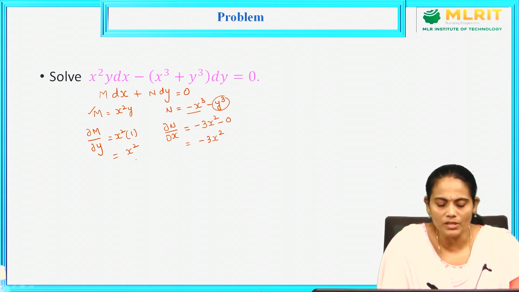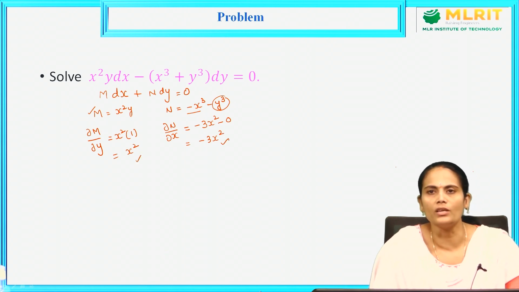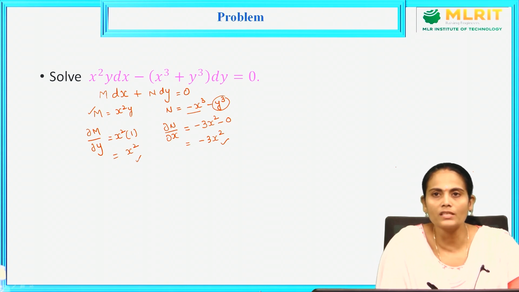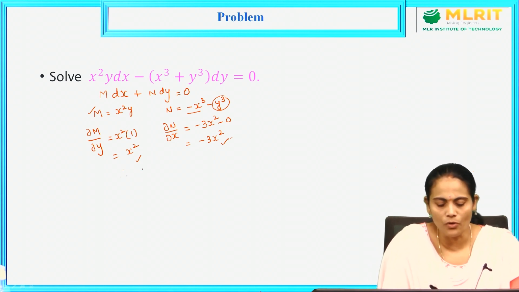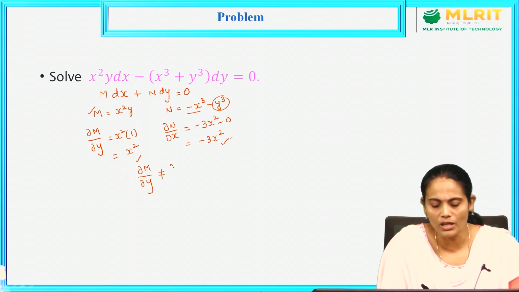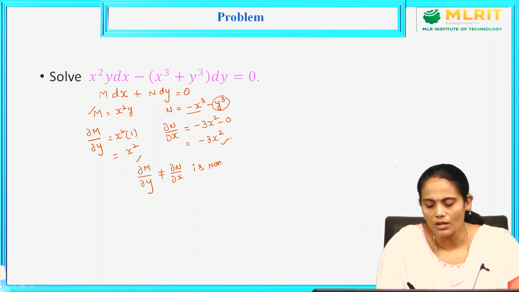Now observe these two partial derivative values. Here we got x squared and here we got minus 3x squared. These two are not the same. Therefore, ∂M/∂y is not equal to ∂N/∂x. So, now this differential equation is a non-exact differential equation.